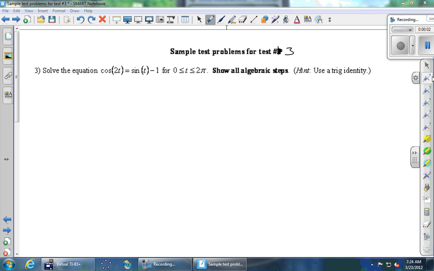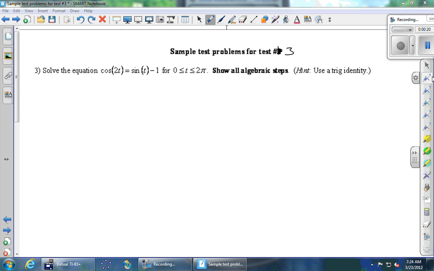This is problem number 3 from the sample test problems for test number 3. Solve the equation cosine of 2t equals sine of t minus 1 for 0 less than or equal to t less than or equal to 2 pi. Show all algebraic steps. Hint, use a trig identity.